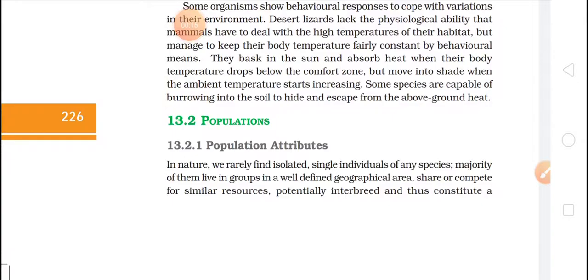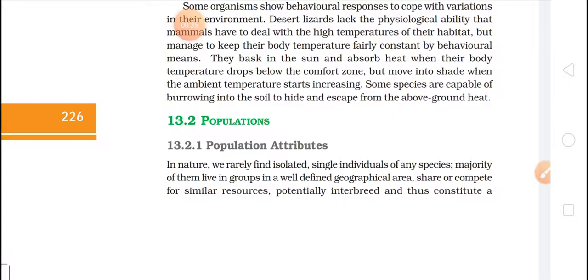Yes, so yesterday we just saw the adaptations. Now, let's move to the next topic, that is population attributes. So, what exactly is a population? We are talking about any single species which is related to population.